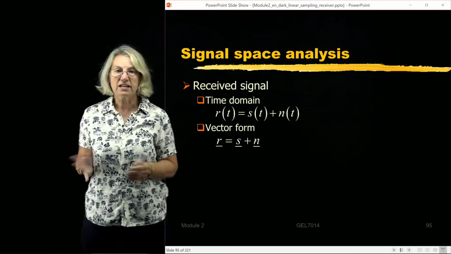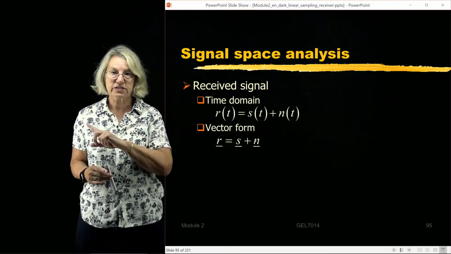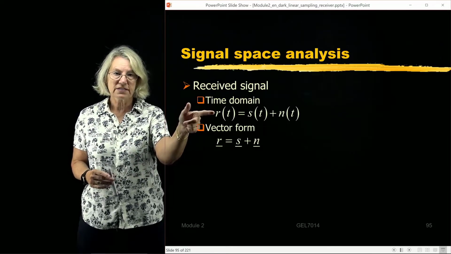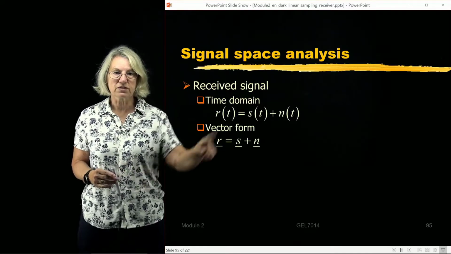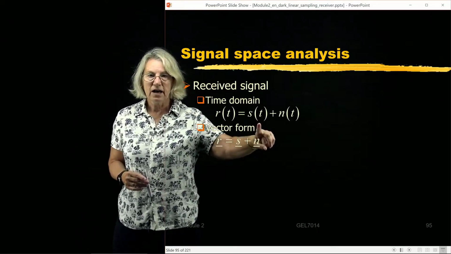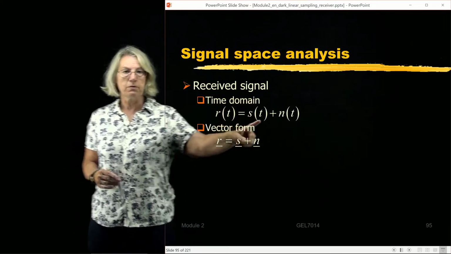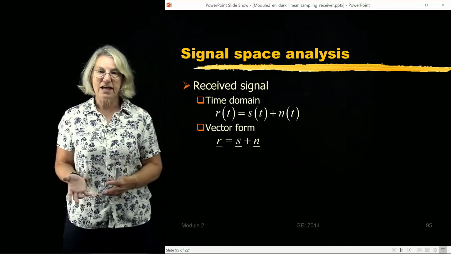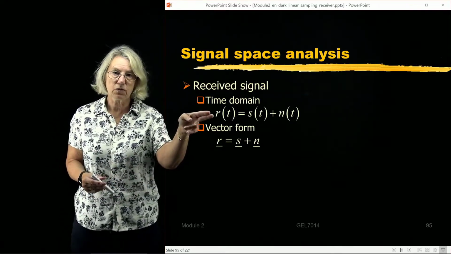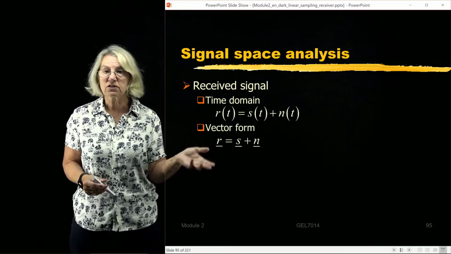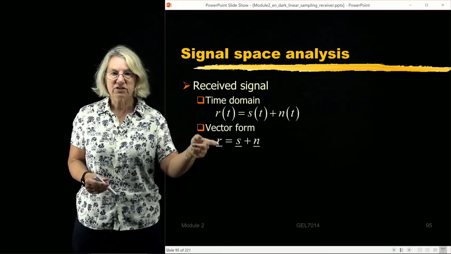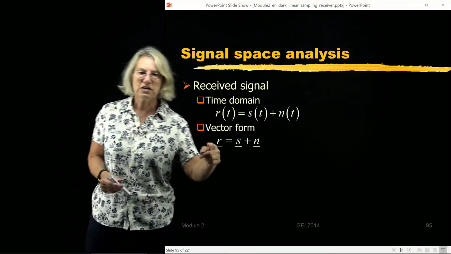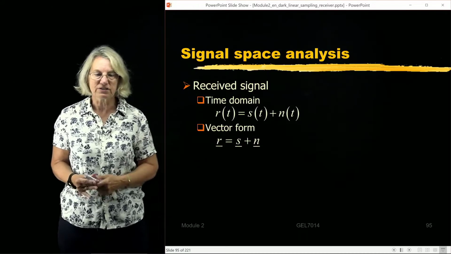So in our signal space analysis, in the first example with the linear sampling receiver, we started from the time domain expression for the received signal. We said the received signal had a component coming from the transmitted symbol and from the additive white Gaussian noise. Now what we've done with signal space analysis is to transfer this equation in the time domain into signal space, so that the received waveform can be written as a vector, and we're going to be looking at the vector form of this same equation.